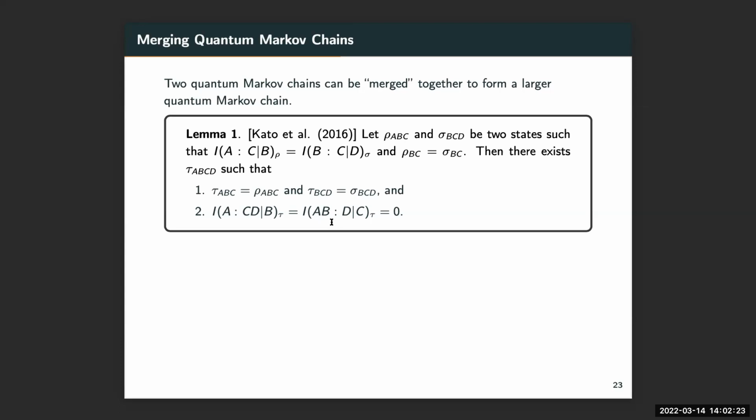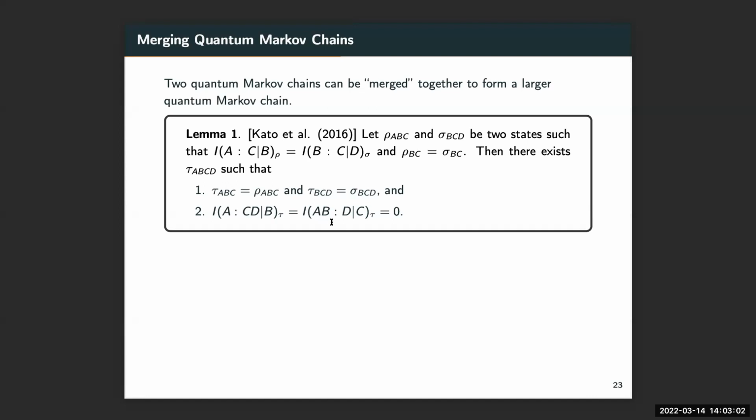Then mathematically what you can show is that there is another state on the entire system, so not just ABC, not just BCD, but ABCD, such that this state tau is not only consistent with rho and sigma on their respective supports, like ABC and BCD, but it's actually a valid quantum mechanical state. And moreover, it satisfies this Markov chain condition again, okay? So this is an important observation that these folks made, which is being used in the Entanglement Bootstrap program over and over again. Is tau unique or?